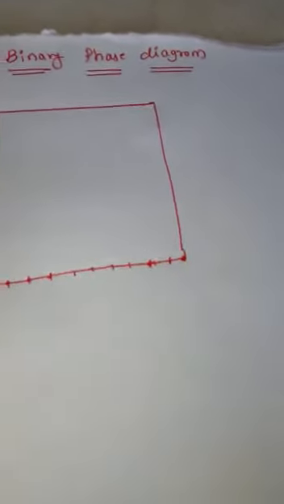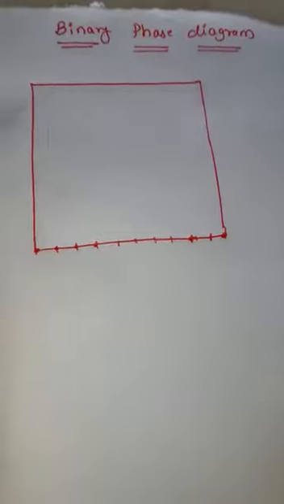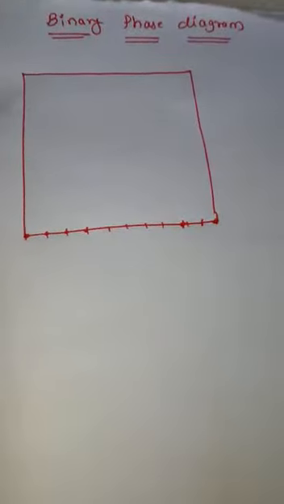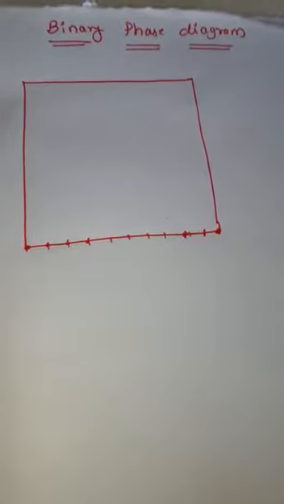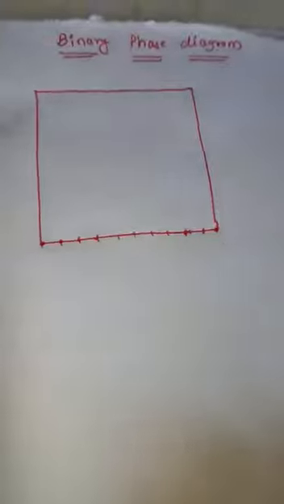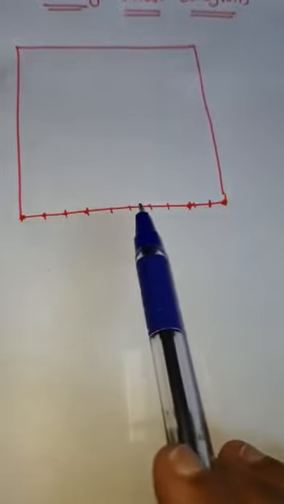Okay, now we'll start discussing the topic that is the binary phase diagram. So what is the meaning of binary phase diagram? This diagram consists of two components. I'm going to explain the schematic diagram of two different components. Here I draw a line and make it 10 divisions: 10, 20, 30, 40, 50, 60, 70, 80, 90 and 100.